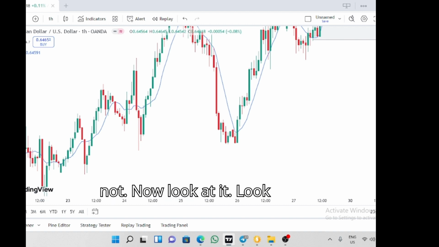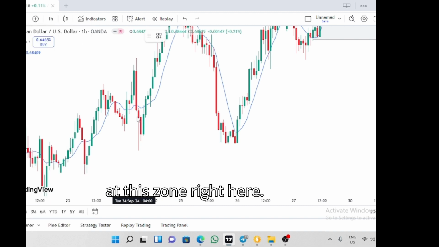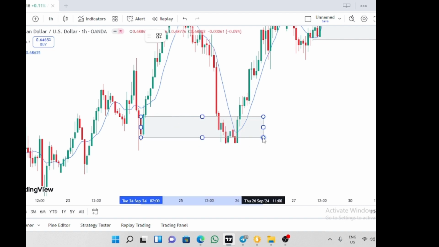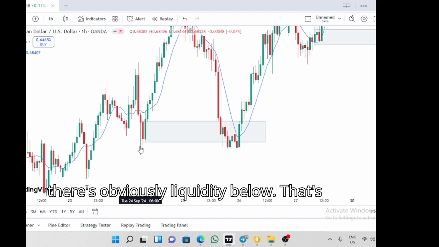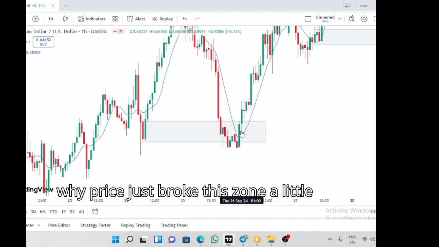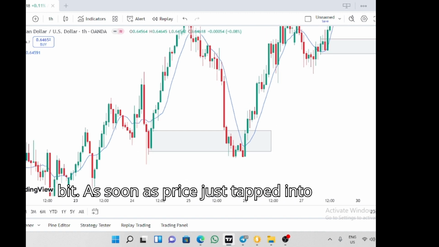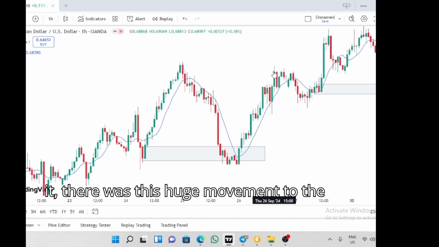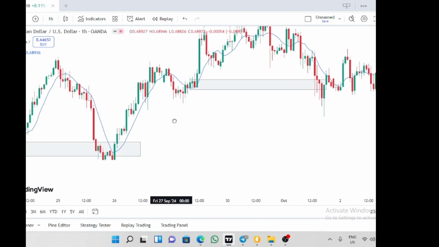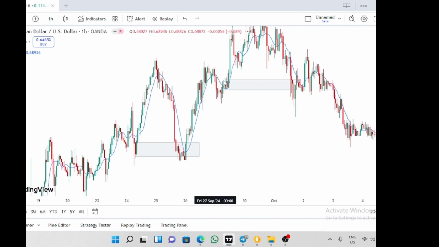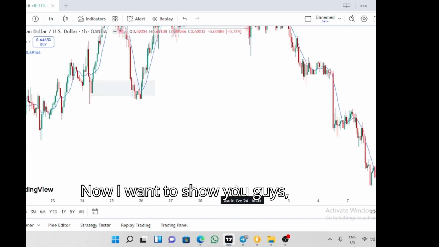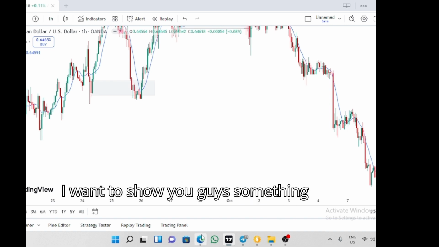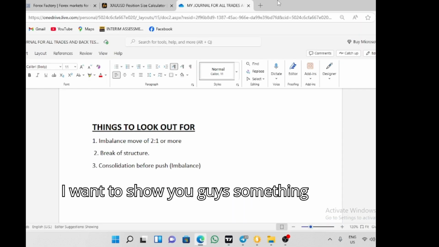Now look at this zone right here. As soon as price tapped into it, there's obviously liquidity below. That's why price just broke this zone a little bit. But as soon as price tapped into it, there was this huge movement to the upside. Now I want to show you guys something beautiful.